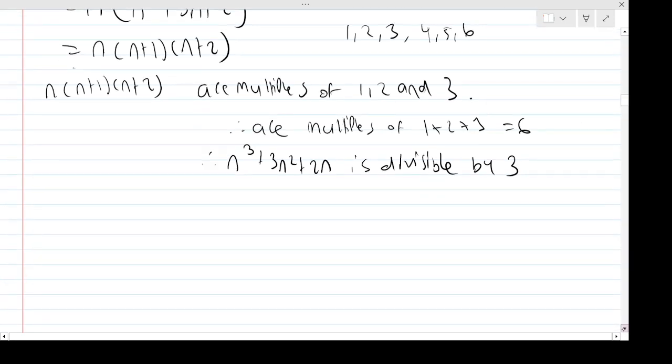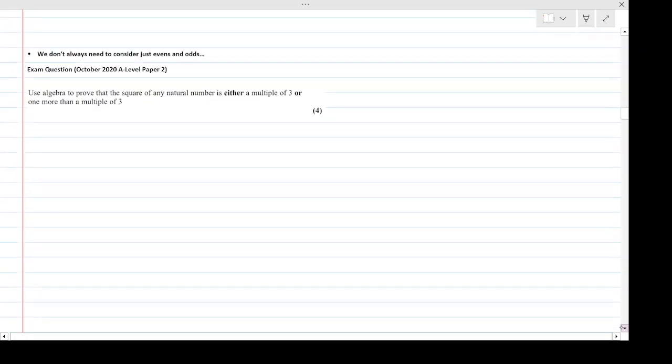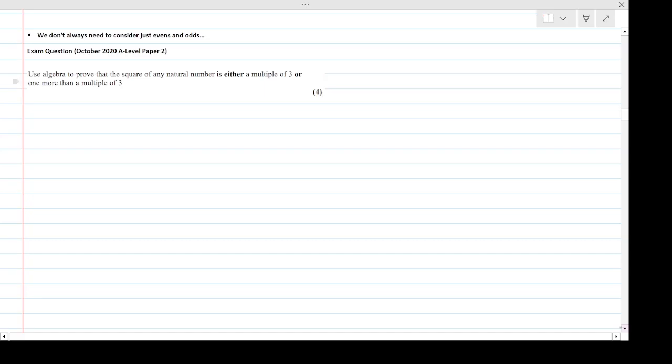Okay. So have a look at this question then. It says use algebra to prove that the square of any natural number. Again, those are positive integers 1, 2, 3, and so on. Prove that any square of a natural number is either a multiple of 3 or one more than a multiple of 3.